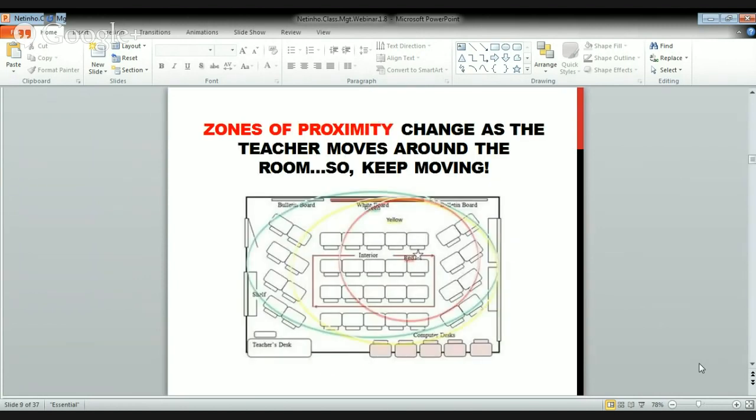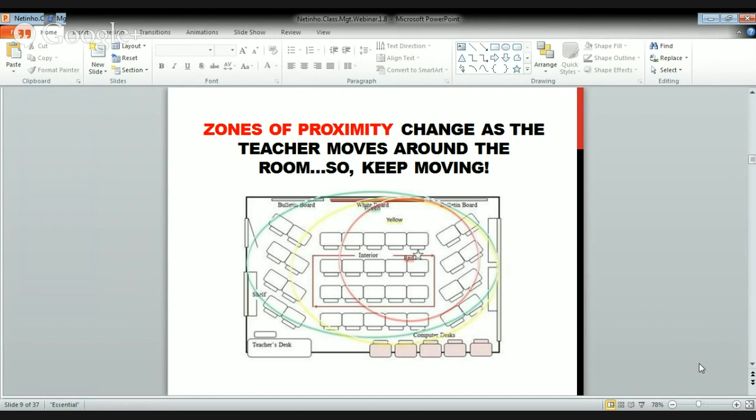So let's take a look at this classroom. I hope you can see it. You've got a classroom, and you can see the circles. The teacher is the star in the middle of the red circle. You see the desks in the red zone. You can see the desks in the yellow zone. And the green zone is mostly those desks on the left of your screen.